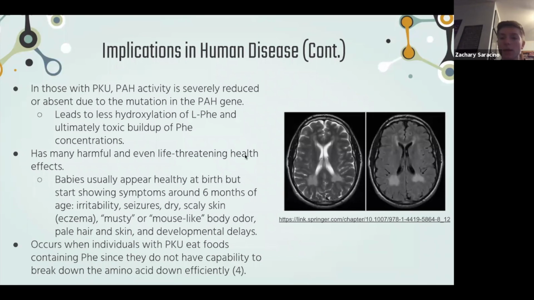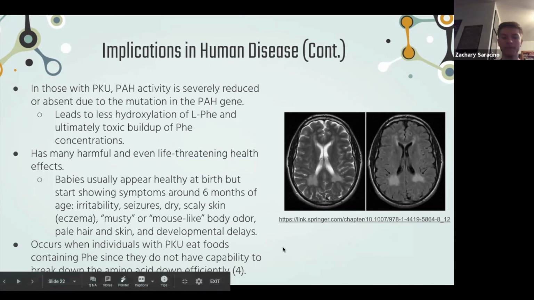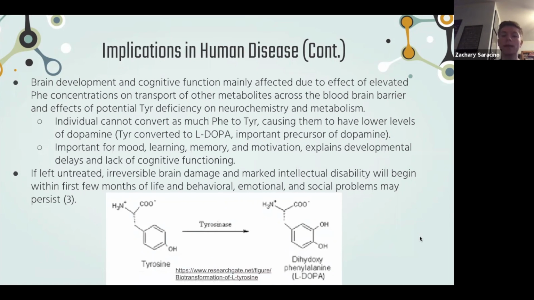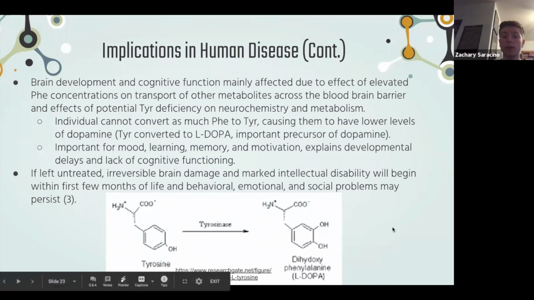And you could see the white brain lesions in people who have unfortunately not detected the fact that they had PKU at an early age. You could see the toxic buildup, what it does to the brain. And so the reason why brain development is so affected is because L-tyrosine, which is the product of that reaction, is used for a lot of different metabolites that cross the brain barrier, as well as a lot of different neurotransmitters.